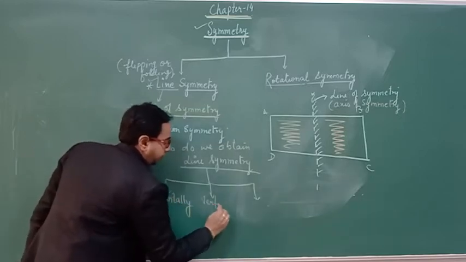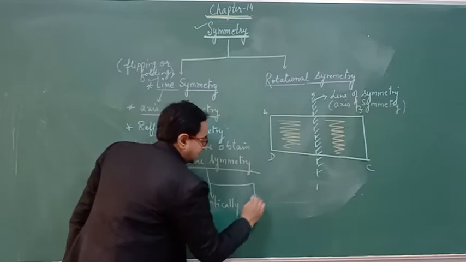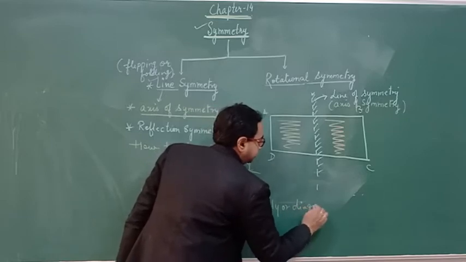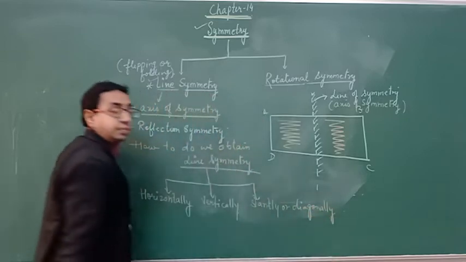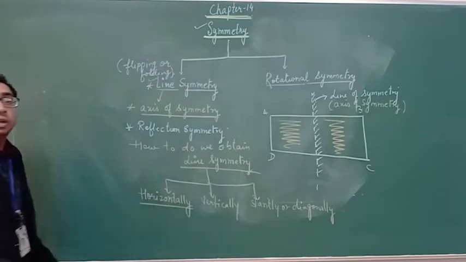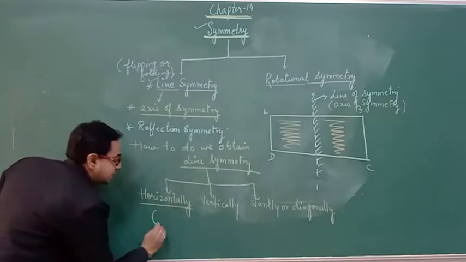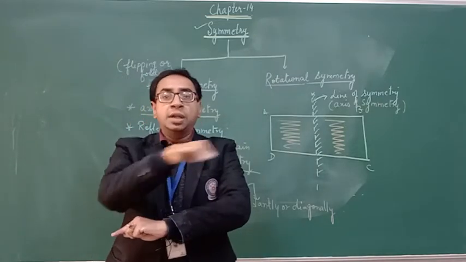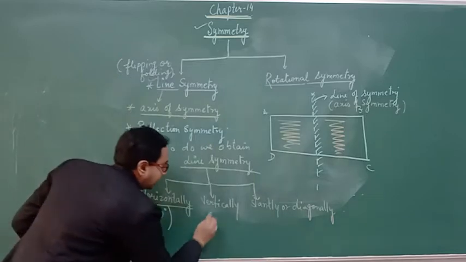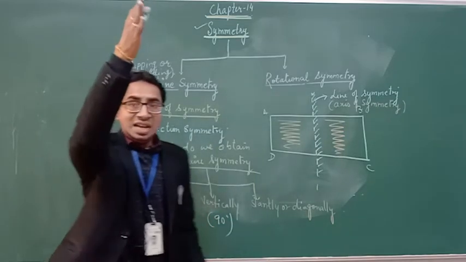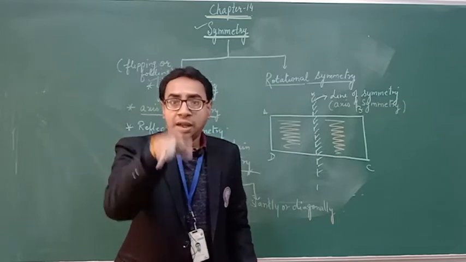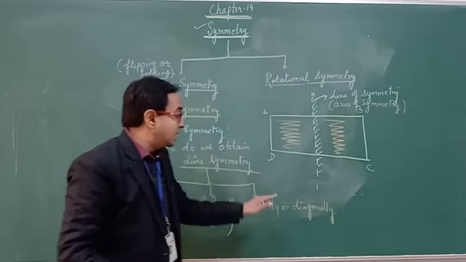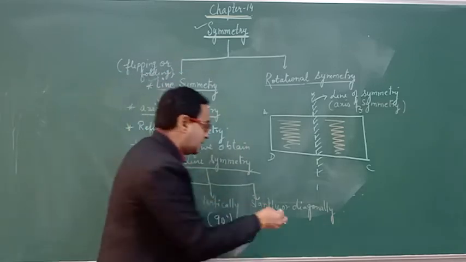Next, vertically. Next, slantly or diagonally. So either we can cut the line horizontally. What do you mean by horizontally? Horizontally means 0 degree. Slipping line, 0 degree, horizontal. What do you mean by vertically? Vertically means 90 degree. Horizontally, vertically.